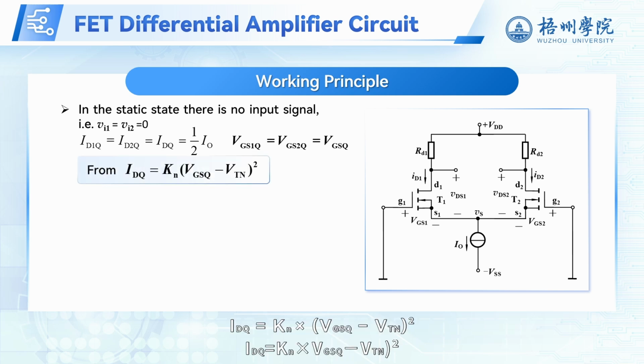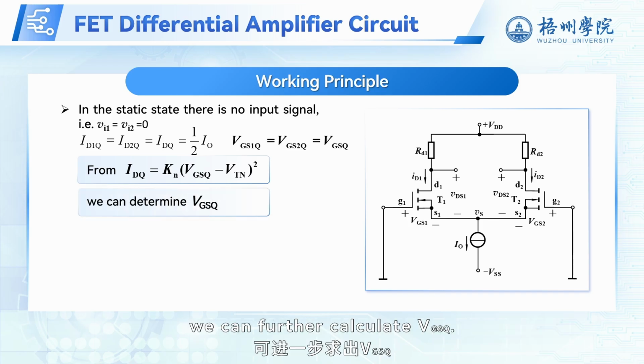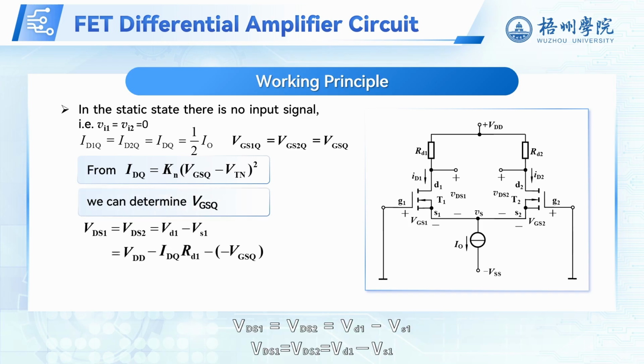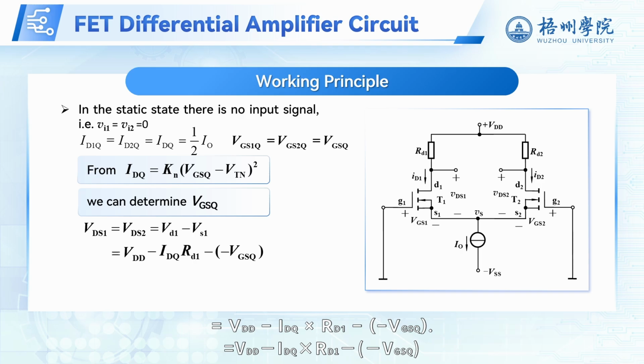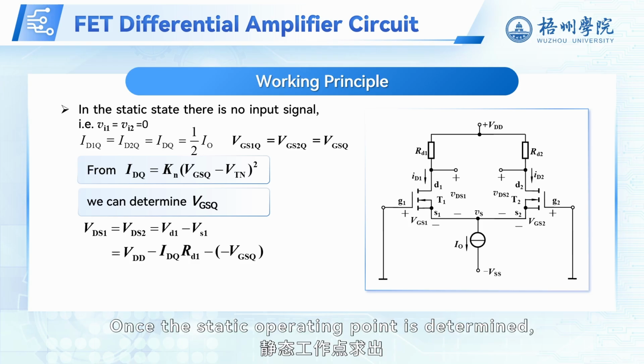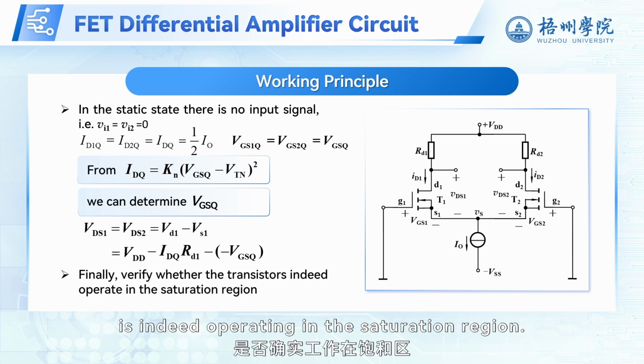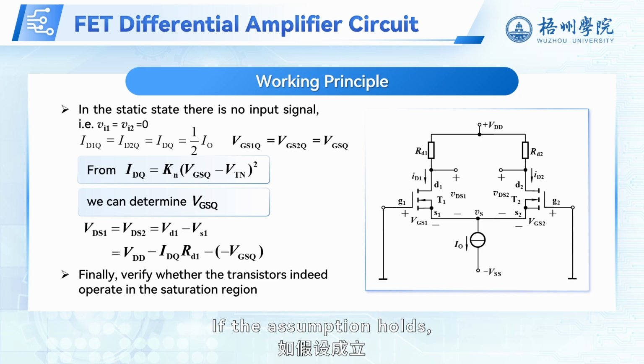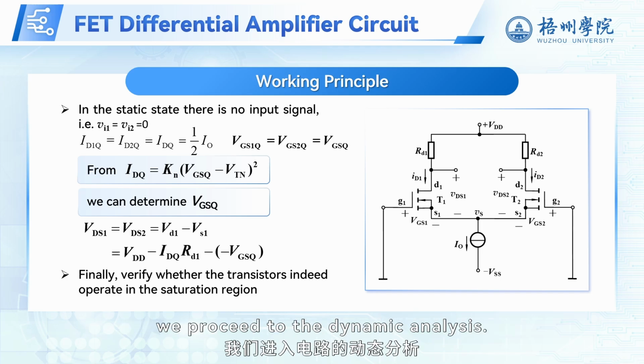From the equation I_DQ equals k_n times (V_GSQ minus V_TN) squared, we can further calculate V_GSQ. V_DS1 equals V_DS2 equals V_D1 minus V_S1 equals V_DD minus I_DQ times R_D1 minus (negative V_GSQ). Once the static operating point is determined, we need to verify whether the circuit is indeed operating in the saturation region. If the assumption holds, we proceed to the dynamic analysis.